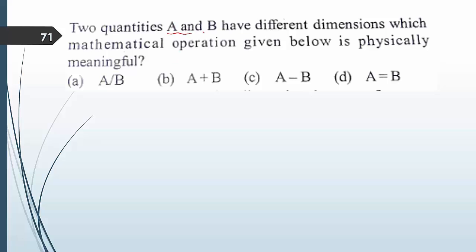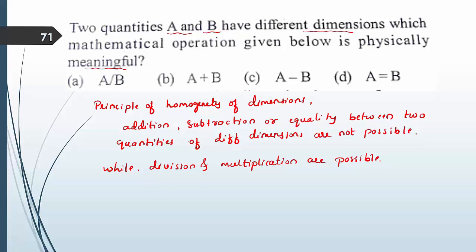Then the 71st question. Two quantities A and B have different dimensions. Which mathematical operation given below is physically meaningful? There are two physical quantities given, A and B, and these two have different dimensions. Which mathematical operation given below is physically meaningful? Yes, see here, this is a very easy question. You have studied in the theory classes about the principle of homogeneity of dimensions.